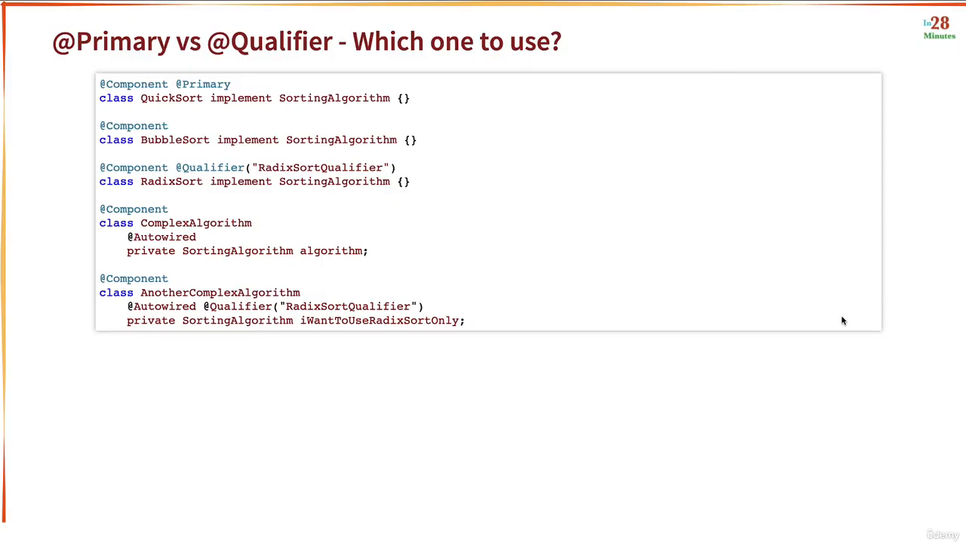In this step, let's go deeper into @Primary versus @Qualifier. Which one to use? Let's take another example. Let's say there is a complex algorithm that I am writing, and as part of that algorithm, I would want to make use of the different sorting algorithms. So what we have done is we have created an interface called SortingAlgorithm.